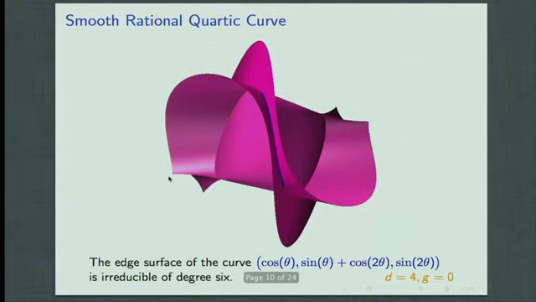Here it is. So for the sake of concreteness, let's do a trigonometric parametrization: cosine theta, sine theta plus cosine 2 theta, and sine 2 theta. So that's d equals 4 and g equals 0. So in the picture, the curve is in blue. You can see it goes up, comes down on the back. Can you see that, folks, in the last row? Yeah, the blue curve. Lady with the white shirt, can you see the blue curve? Okay, so that's the curve.